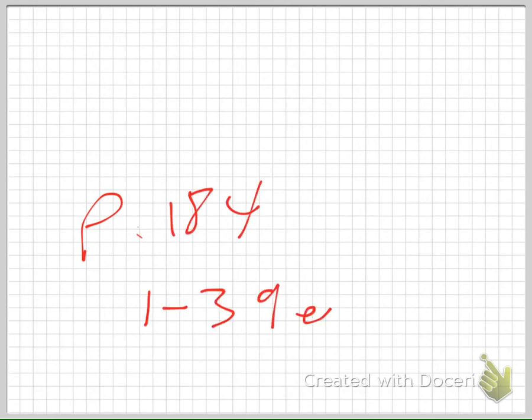Okay. Your assignment. Thursday. I have 1 to 39 even. Page 184, 1 through 39 even. There you go.